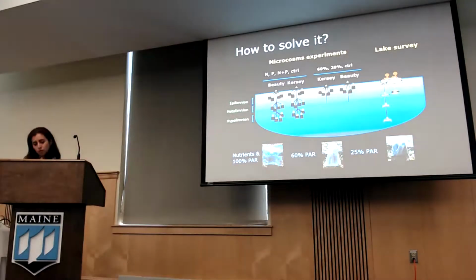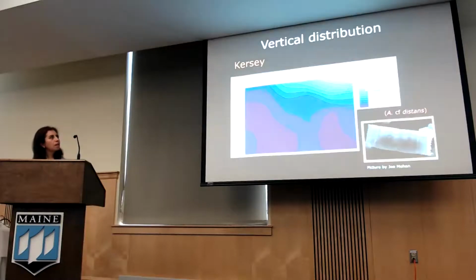And to answer those questions, I did vertical profiles in those lakes and also microcosm experiments testing the effect of nutrients. So I added nitrogen, phosphorus, and nitrogen and phosphorus together in microcosms, and I also tested the effect of changing the intensity of light. So here you see what I used for simulating conditions of total light access, 60% of light access, and 25% of light access. What I found was that for Kersey, the dominant species is Aulacoseira distans.